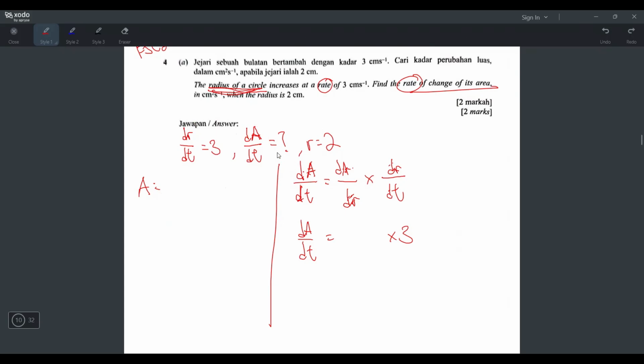So there is one formula you can use. Area equals pi r squared. Okay. Remember this is a circle, not a triangle or square or rectangle. This is a circle. So the area of a circle is actually equal to pi r squared. That's how you find the area of a circle.